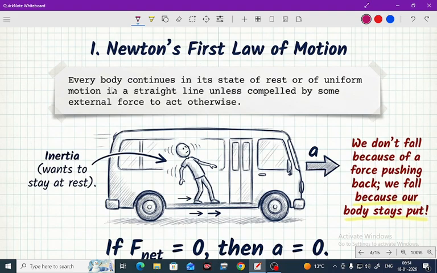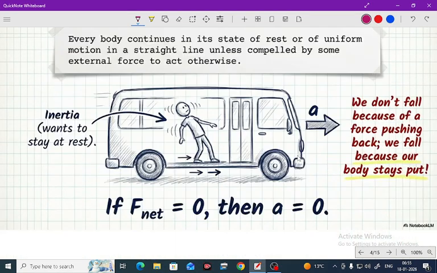Newton's first law of motion: every body continues in a state of rest or of uniform motion in a straight line unless compelled by some external force to act otherwise. Inertia wants to stay at rest. We don't fall because of a force pushing back. We fall because the upper body stays put. If net force is zero, then acceleration is equal to 0.